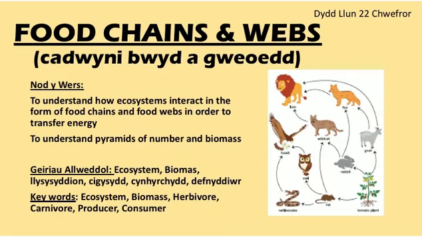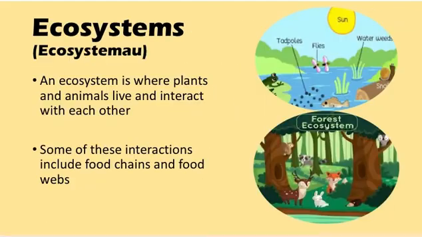Alright, so today's lesson is about food chains and webs. In Welsh, cadwyni bwyd a gweoedd. Your date today is dydd Llun 22 Chwefror. Your learning objectives for today is to understand how ecosystems interact in the form of food chains and food webs in order to transfer energy, and also to understand pyramids of number and biomass. Your keywords today are ecosystem, biomass, herbivore, carnivore, producer, and consumer.